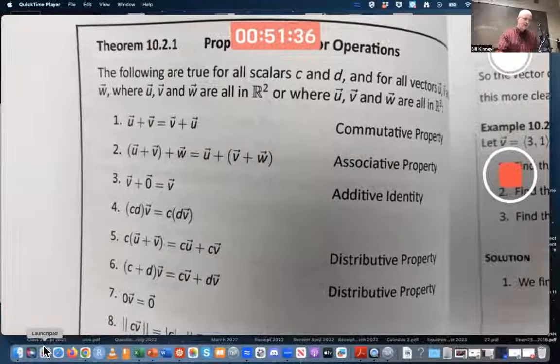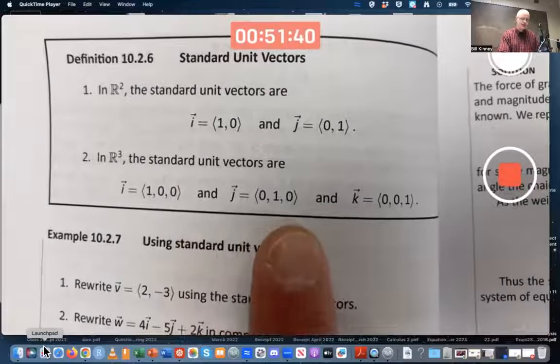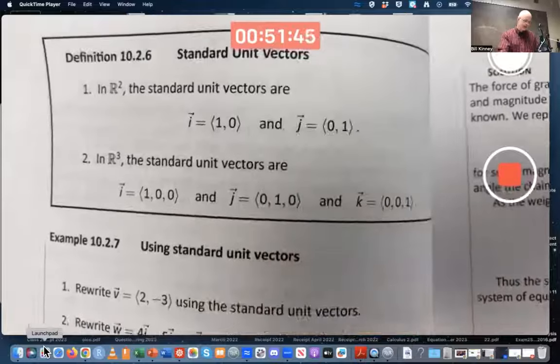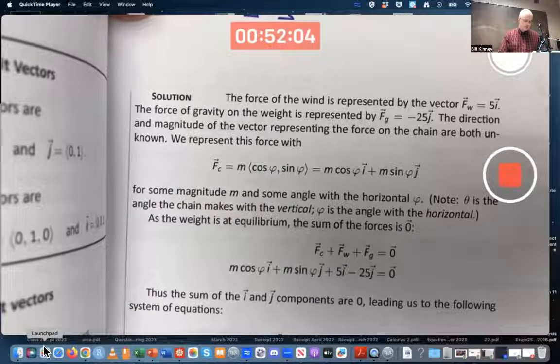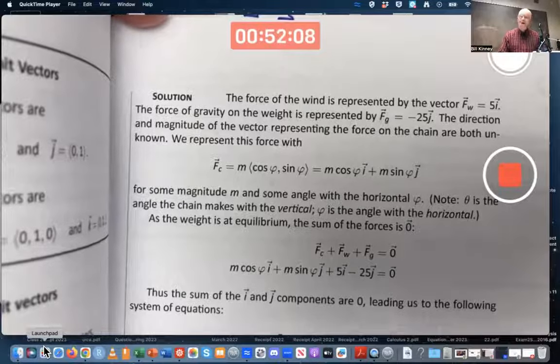There are a few other things in the reading. You should make sure you read about, for example, standard unit vectors, i hat, j hat, and k hat now, as well as some applications to physics. Technically, you should be able to do these problems since you've had physics, though they are often kind of tricky.